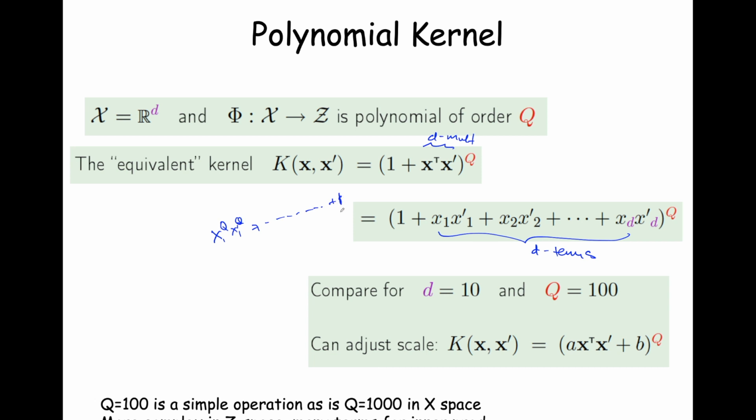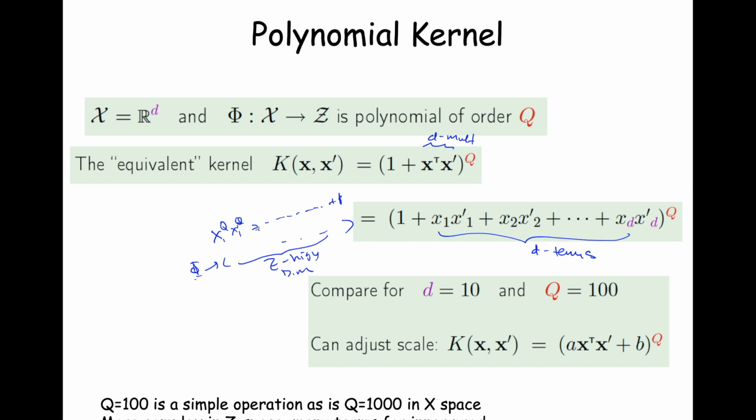Okay. So if we do this, we get a really large expansion, and the corresponding phi function that would give us this expansion would be a very large mapping into Z space. That would be very, very large, very high dimensionality for the corresponding phi function feature space mapping, which is the equivalent value of evaluating this polynomial expansion with this qth order or qth degree.